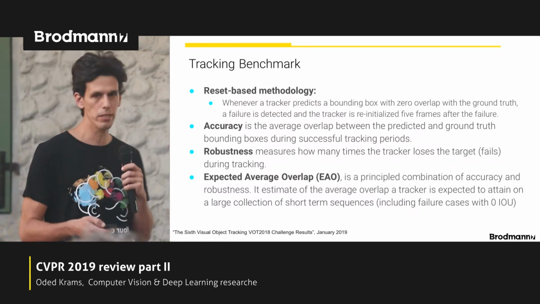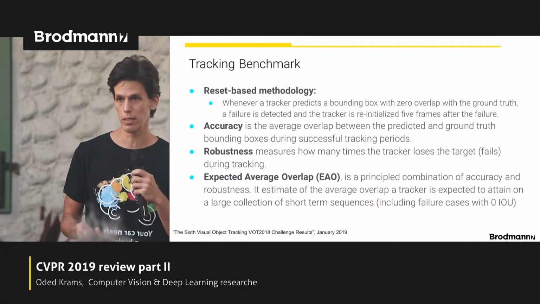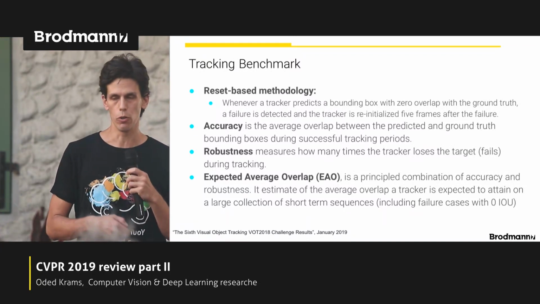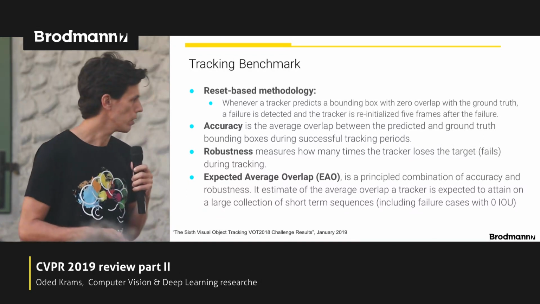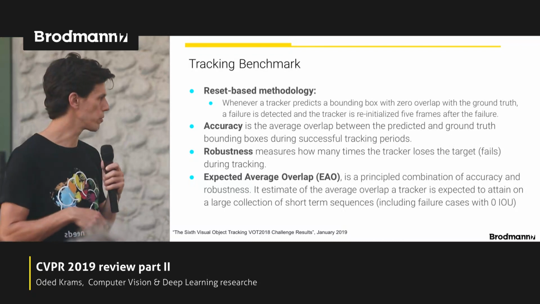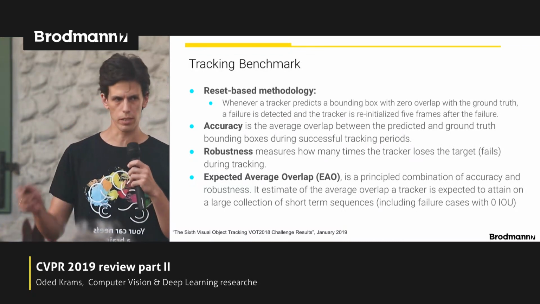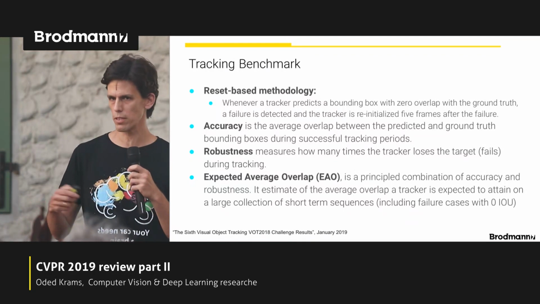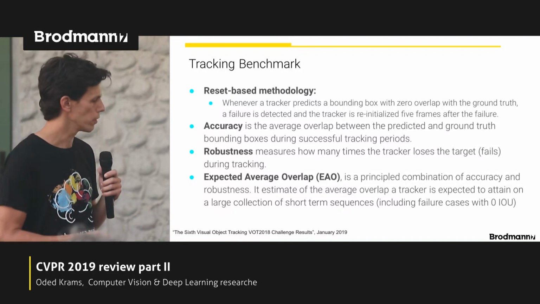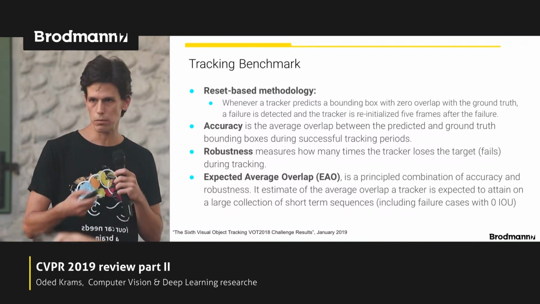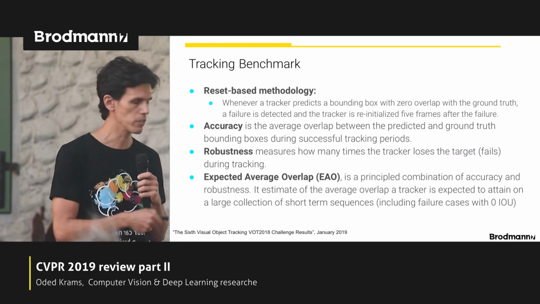And it estimates the average overlap with the ground truth on all the frames, including the 0 IOU frames, on short-term sequences of different length. So they have lots of different clips of different lengths, and it's averaged over all the frames. So later, when we compare the papers, we'll see these metrics.